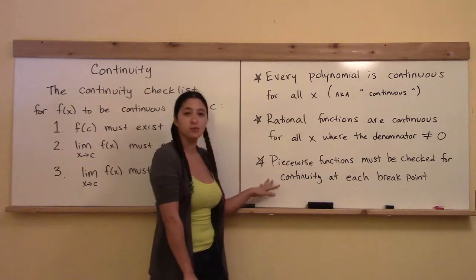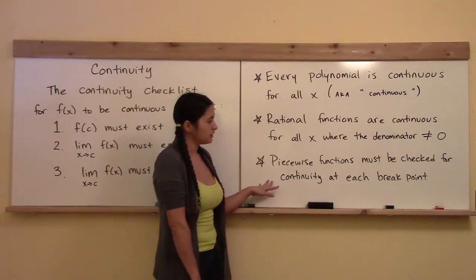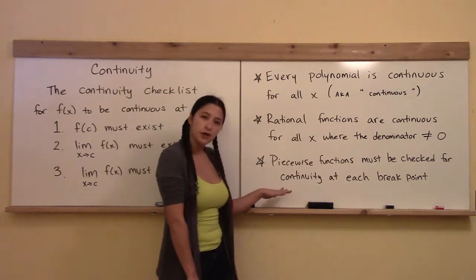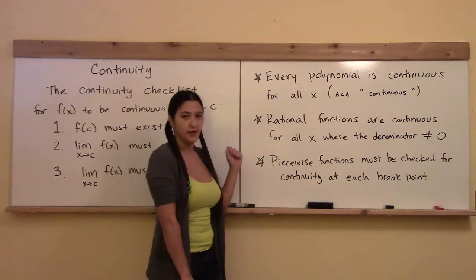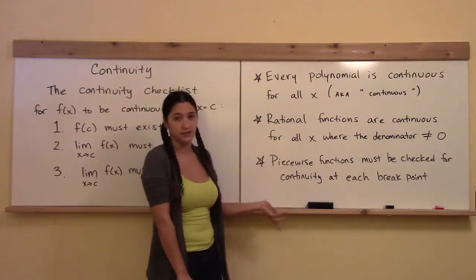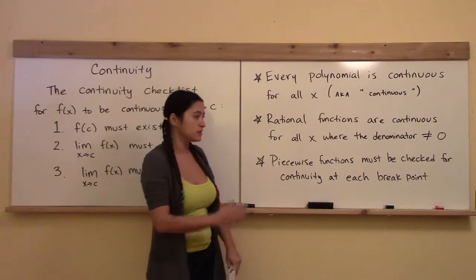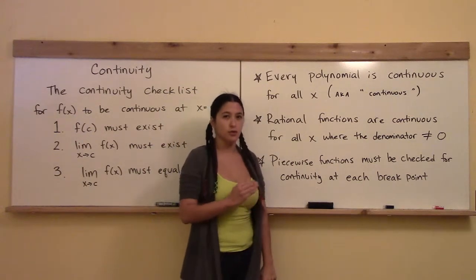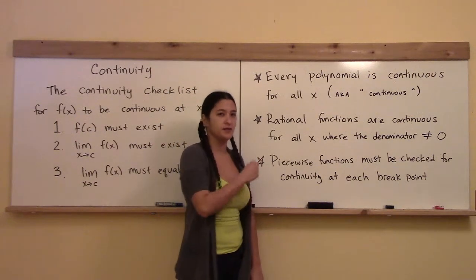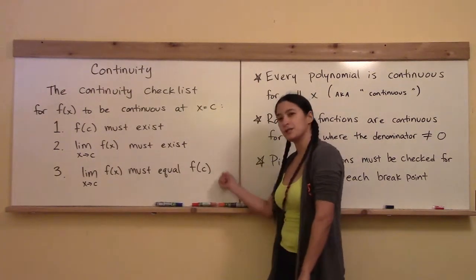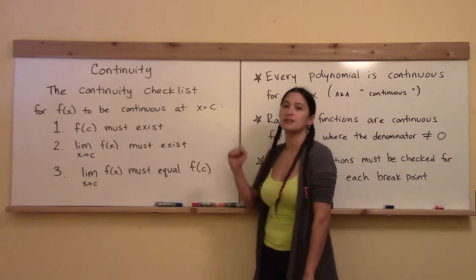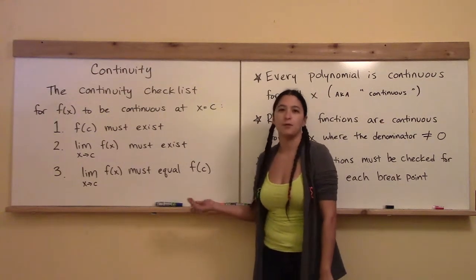Okay, and lastly, piecewise functions, which we've been discussing quite a bit, they must be checked for continuity at each of the breakpoints. So a piecewise function can be defined as one thing at one point, another thing at another point, and usually there's some specific value of x where we stop defining it as one thing and start defining it as another thing, and that value of x must be checked for the entire continuity checklist to make sure that it's continuous at that point.